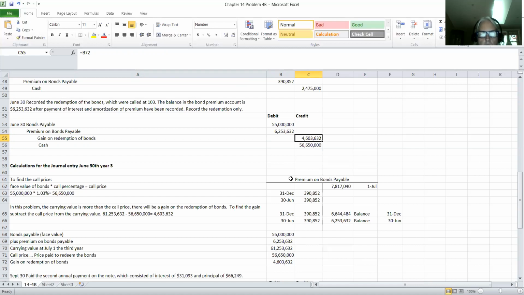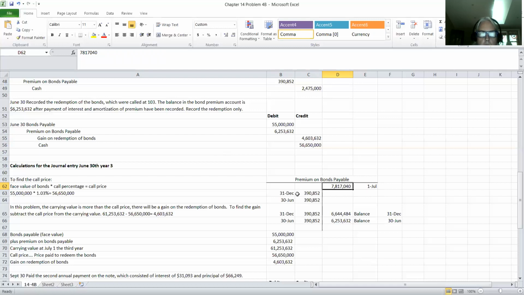And I've also shown you what it would look like for the premium on the bonds payable. So this is what the amount of the premium on bonds payable was on July 1st. You can get this from the first journal entry that we recorded. This T account represents the ledger account. So we started with a credit amount from July the 1st.